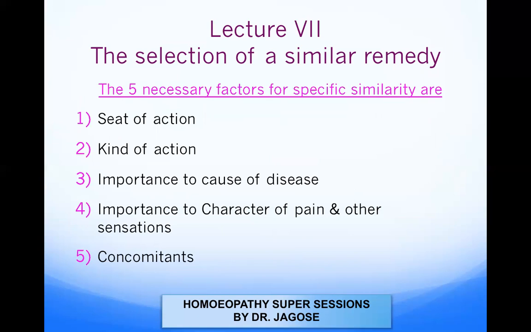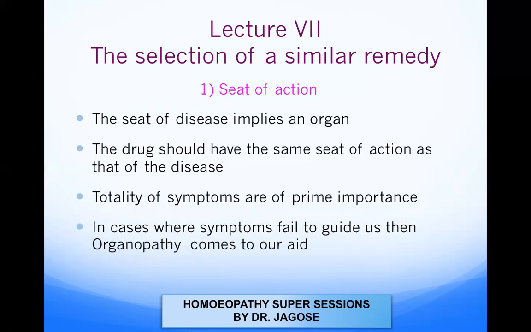The 5 necessary factors for specific similarity are, as he said further, the following. They are seat of action, kind of action, cause of disease, character of pain and other sensations, and concomitants. So the first point, seat of action. The seat of disease implies an organ. So the seat of action means the location, the type, the system, the part affected. That is, in short, it implies the organ which is affected. The drug should have the same seat of action as that of the disease.